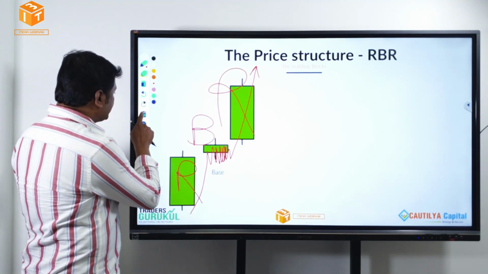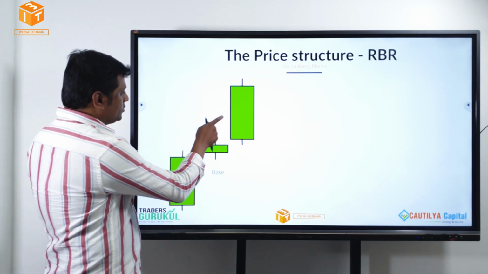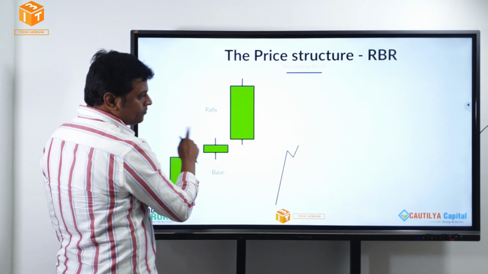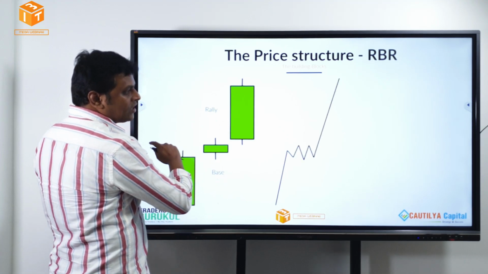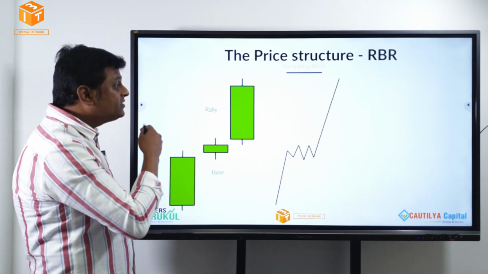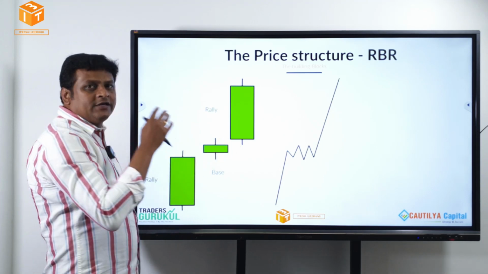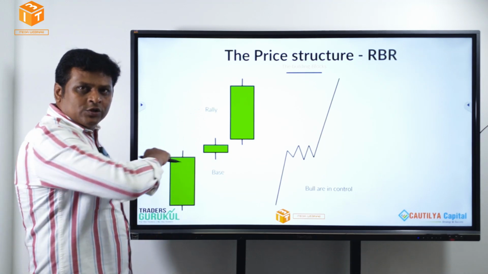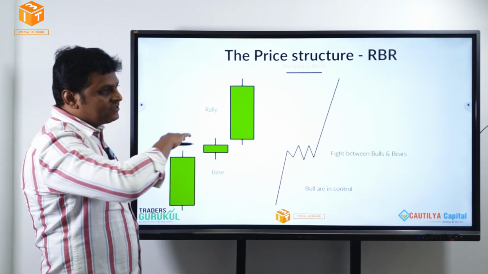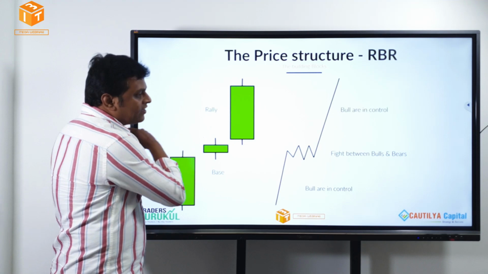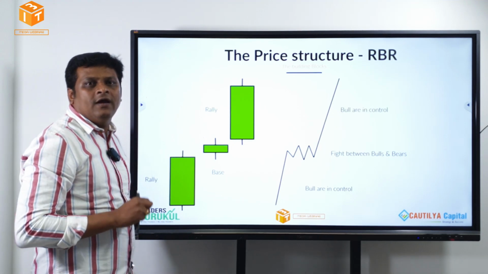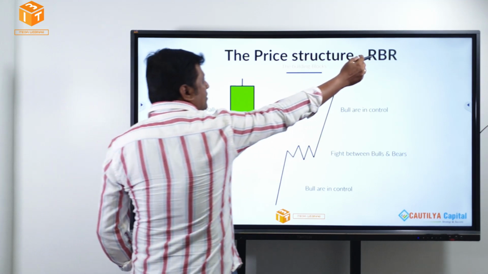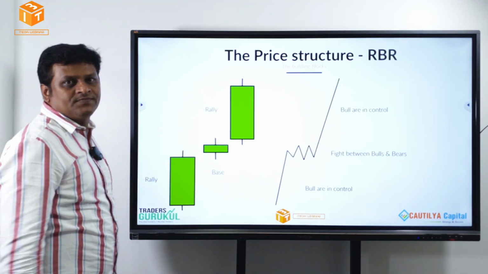Simple, straightforward story. So, to summarize, price is going up, tug of war, and finally the price zooms ahead, which is a typical continuation structure. Bulls were first in control, then there is a fight between bulls and bears, and finally bulls won the battle and took the price up. This is what we call the rally, base and rally structure.